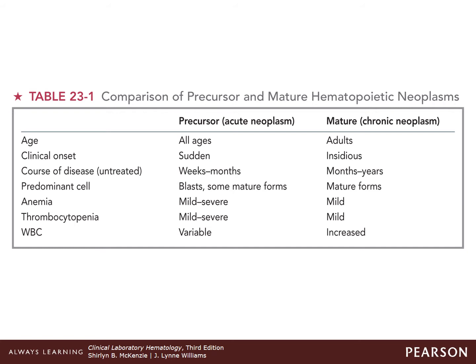Now the white blood cells can vary in acute types of leukemia. This can vary from very low to very high white blood cell counts, whereas in the mature types, we are consistently seeing an increase in the total white cell count.